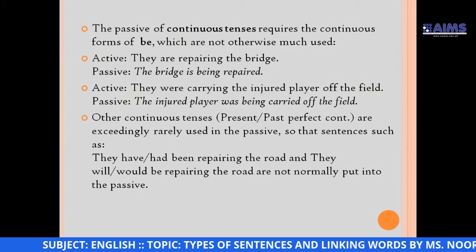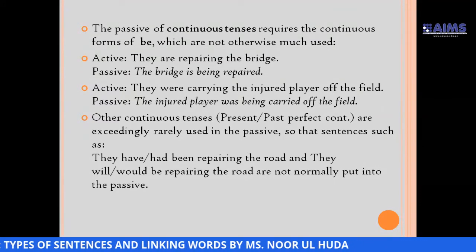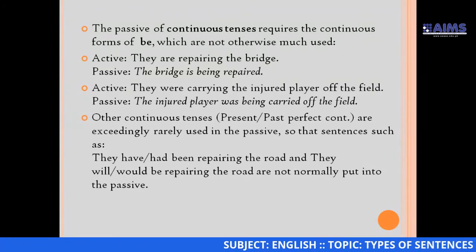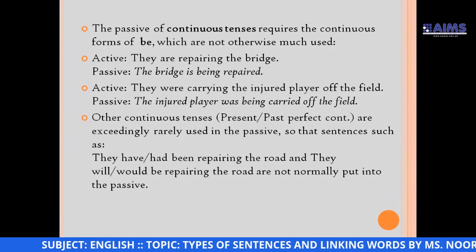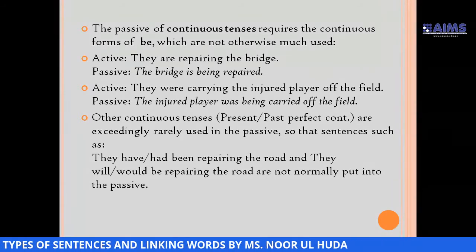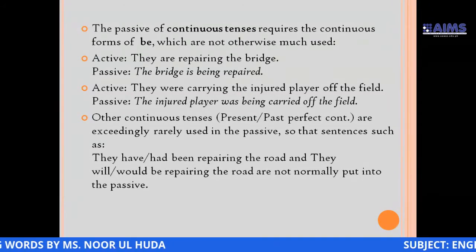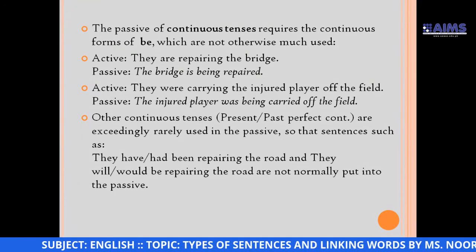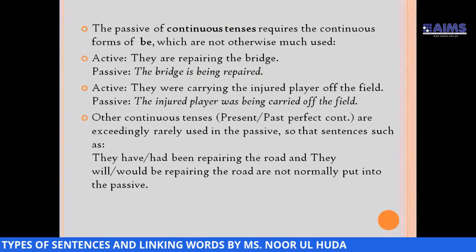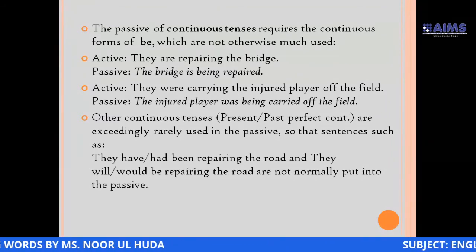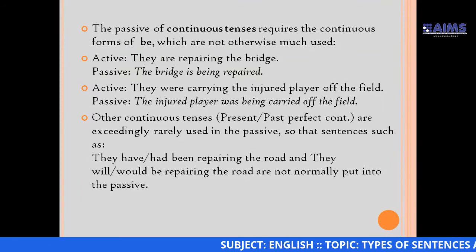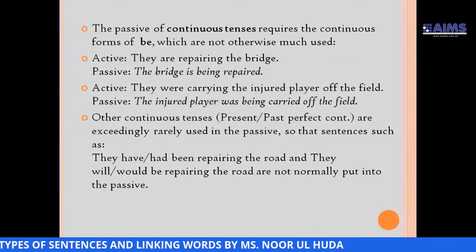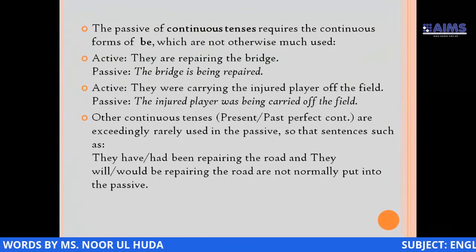Now the other one: they were carrying the injured player off the field. Now, the injured player was being carried off the field. We use was being because the player is only one. We are not using were, because "were" belongs to "they" in the active sentence, and was is joined with player. If it were the injured players, it would be were. Here we are talking about only one player, a singular subject, so we use a singular verb. Was being carried off: carried is the third form of the verb carry.